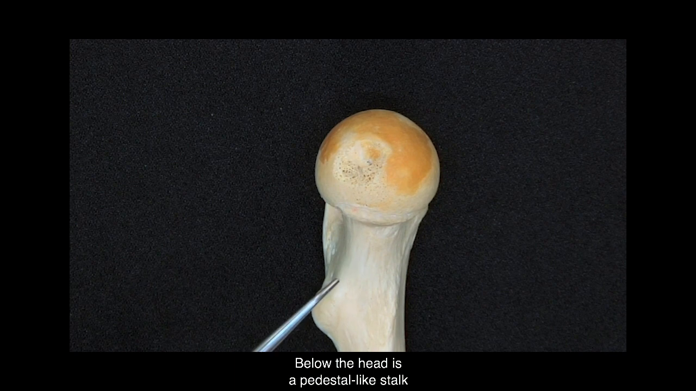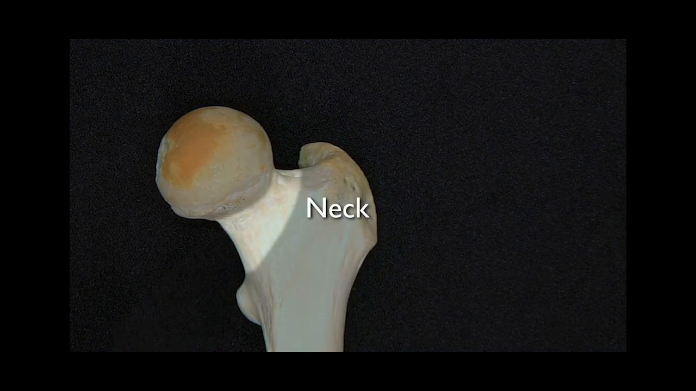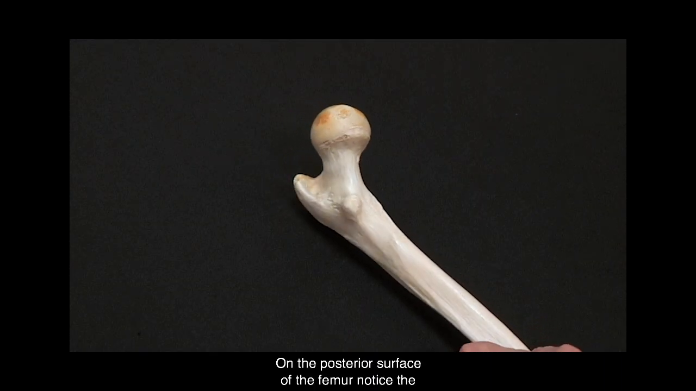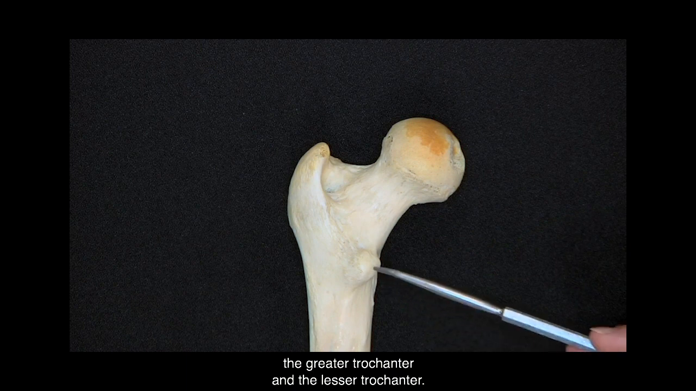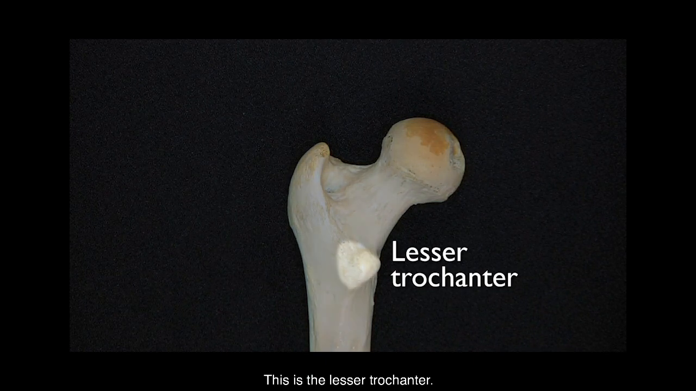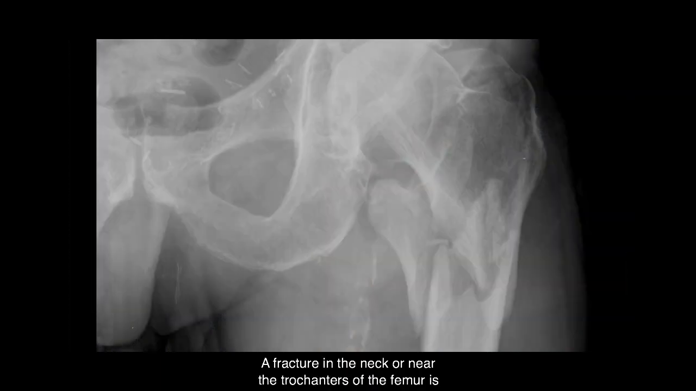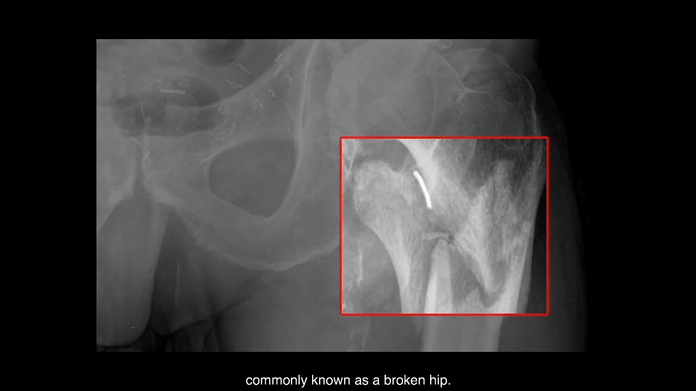Below the head is a pedestal-like stalk called the neck. On the posterior surface of the femur, notice the two bony projections, the greater trochanter and the lesser trochanter. This is the greater trochanter. This is the lesser trochanter. A fracture in the neck or near the trochanters of the femur is commonly known as a broken hip.